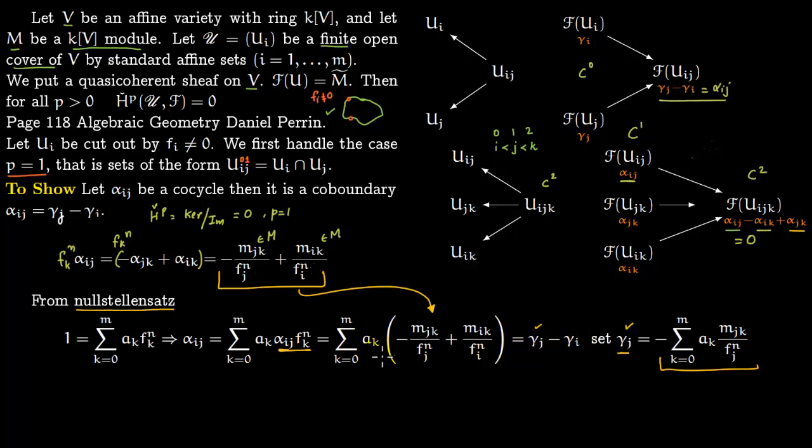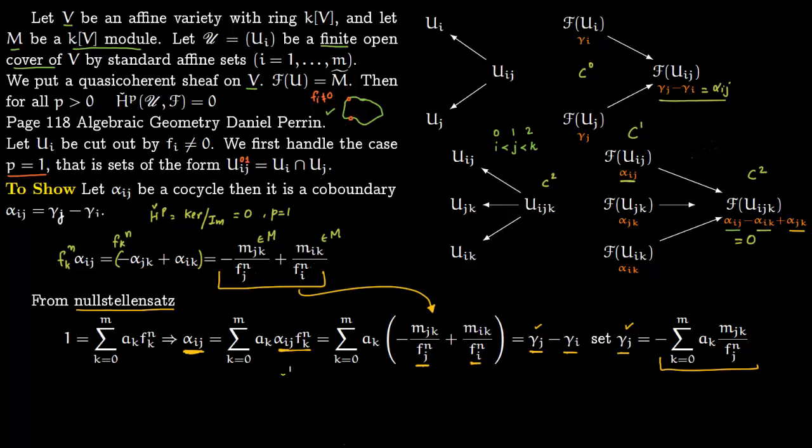So we have been able to show that this alpha ij, just using the Nullstellensatz, will give you gamma j minus gamma i, precisely because this function lives on uj and this function lives on ui. So fj cuts out set uj and fi cuts out set ui. That's why you can put gamma j and gamma i.